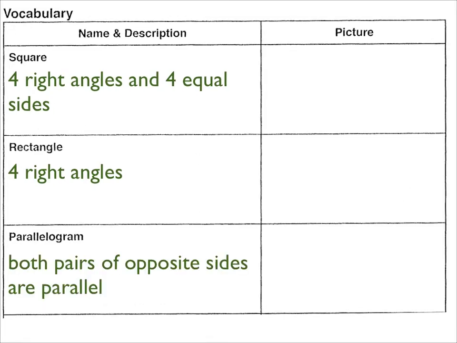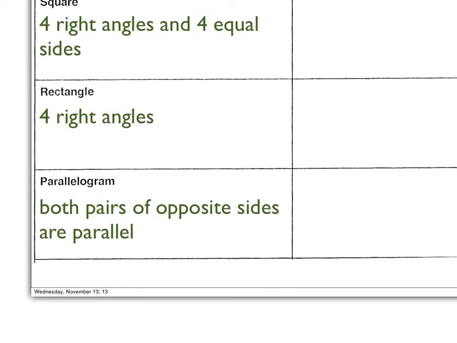Parallelogram. In a parallelogram, both pairs of opposite sides are parallel. Both pairs of opposite sides are parallel. It looks like a rectangle most of the time. It looks like a rectangle that's kind of been slanted. Alright? That's how you draw it to differentiate it from a rectangle.